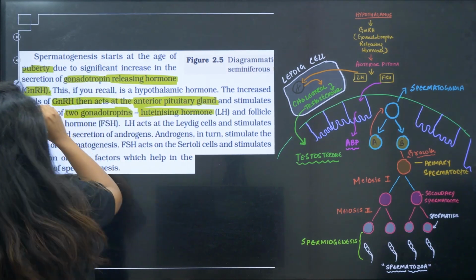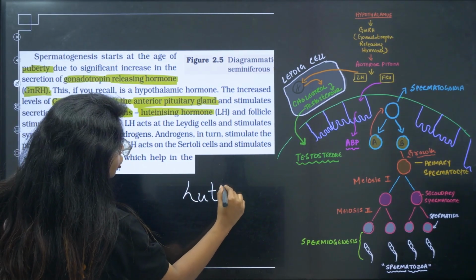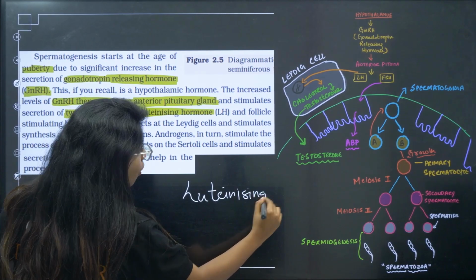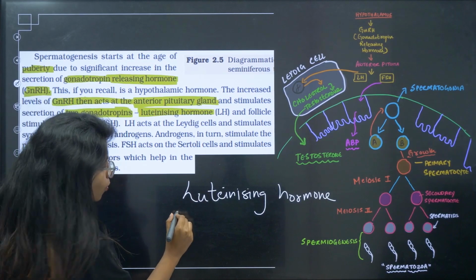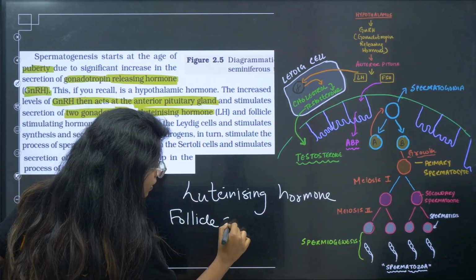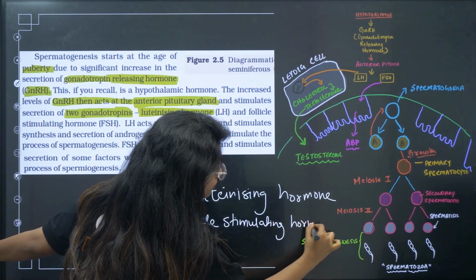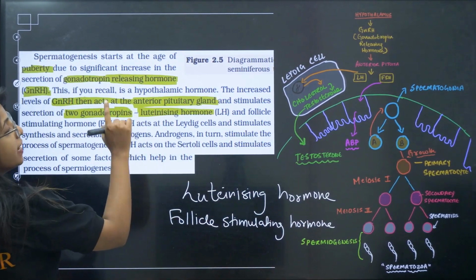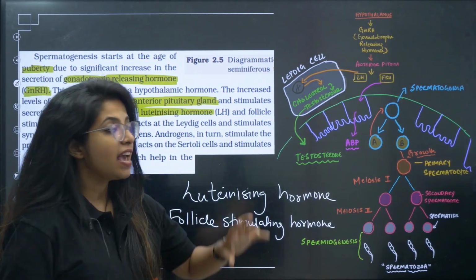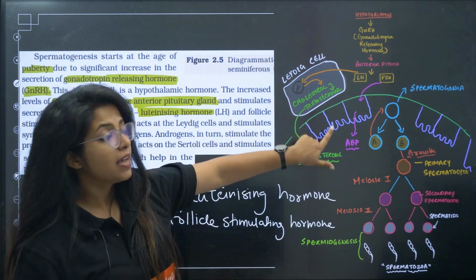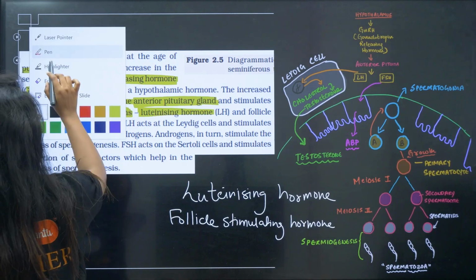Luteinizing hormone. The spelling of it, if you are not able to see, I'll write it down for you. The spelling is luteinizing hormone, LH, and follicle stimulating hormone. Fine. Now, LH acts at the Leydig cells and stimulates the synthesis and secretion of androgens. As I said, LH is going to act on Leydig cell and produce what? Androgens. What is this androgen? Testosterone.